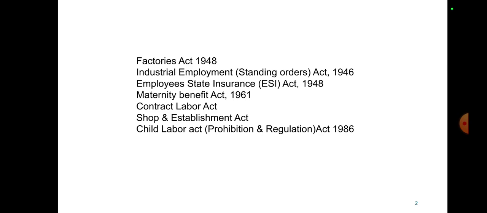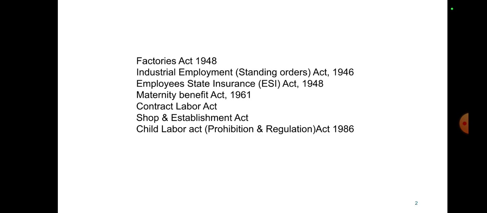Under labor legislations, we will be discussing many different acts which are very important as the legislations that have been framed as acts. Under that, the Factories Act of 1948 is the first and foremost act of its kind. The other acts like the Industrial Employment Standing Orders Act, Employees State Insurance Act, Maternity Benefit Act, Contract Labor Act, Shops and Establishment Act and the Child Labor Act will also be discussed.